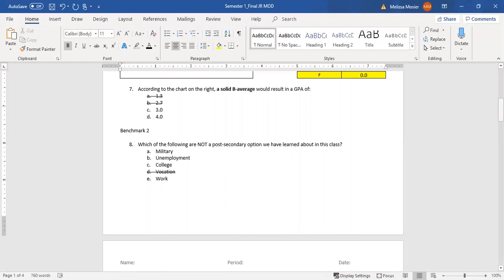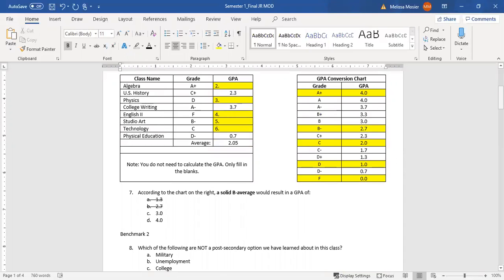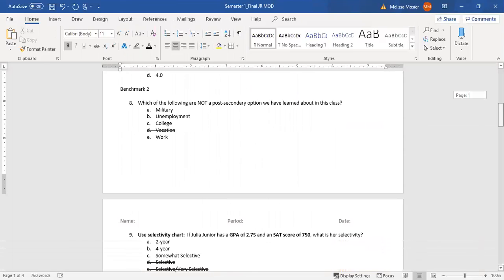According to the chart on the right, a solid B average would result in a GPA of C, 3.0, D, 4.0. Benchmark 2. Which of the following are not a post-secondary option we've learned about in this class? A, military, B, unemployment, C, college, E, work.